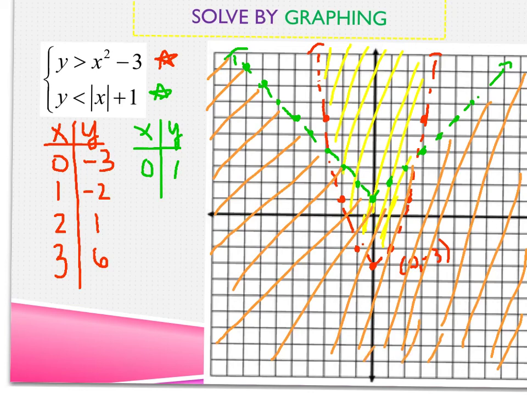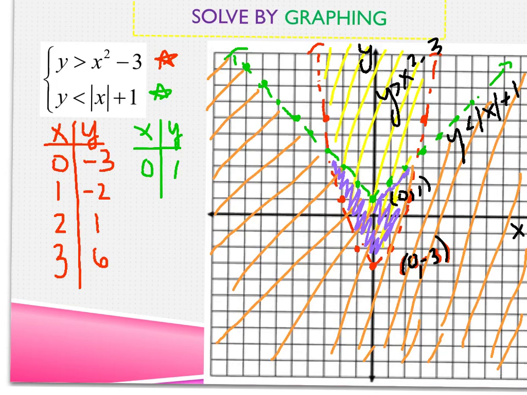Now, my solution is going to be located where they overlap. Just labeling my vertex and axes here. And this is my parabola. And my V. Now the solution is going to be located where they overlap, and where they overlap is this area right here. So any coordinate that exists on both of those graphs is going to be a solution to my system of inequalities.